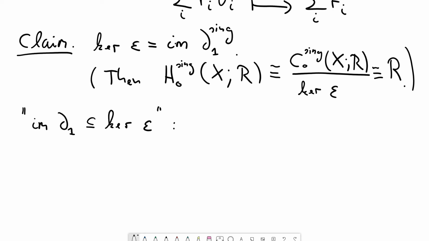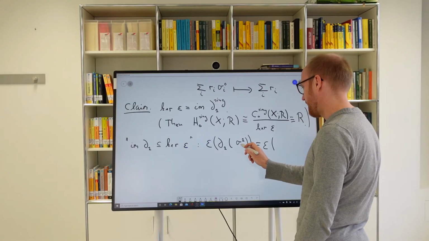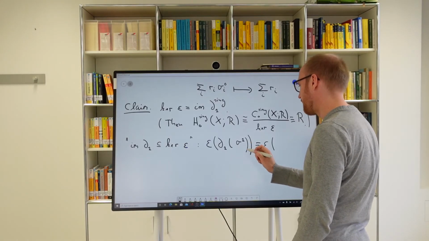So why is that true? We take an element in the image, or let's first of all be even lazier and take a particular element in the image. So we just take D1 of one particular singular one simplex. This would be one element in the image. And we evaluate this now in epsilon and see what comes out here. Well, how was the boundary operator defined? We have to restrict the simplex to the one I get when I omit the 0th and the first variable.